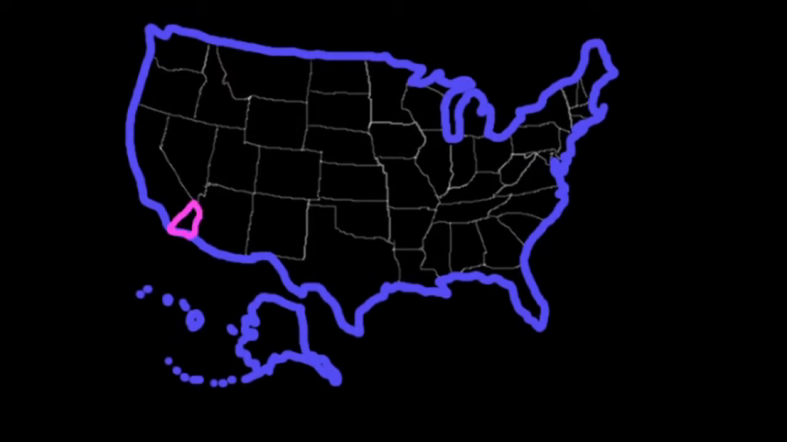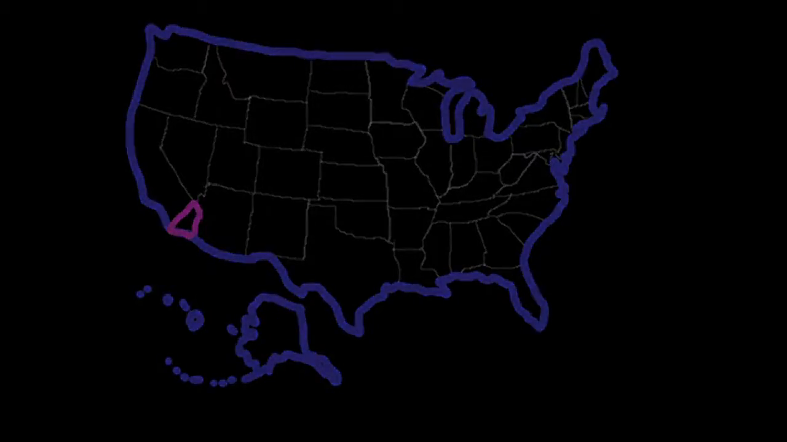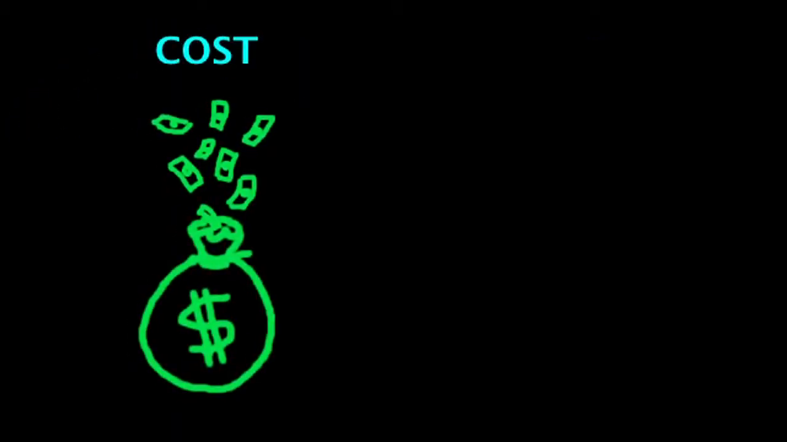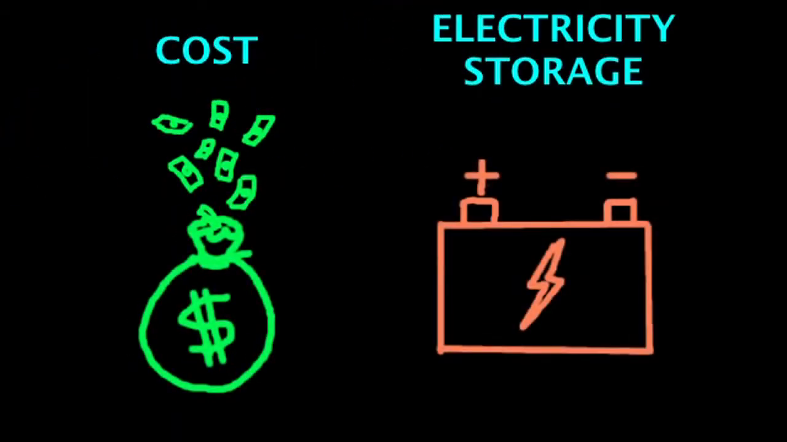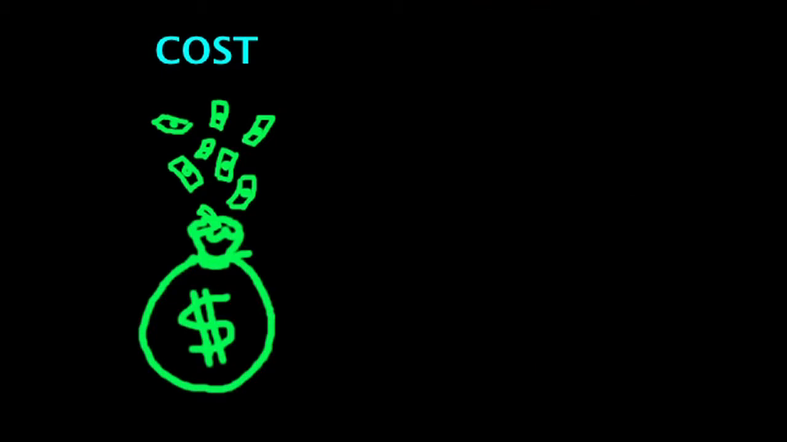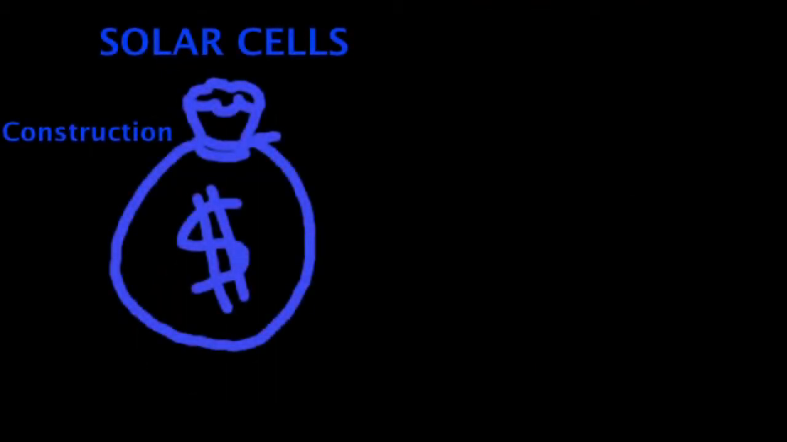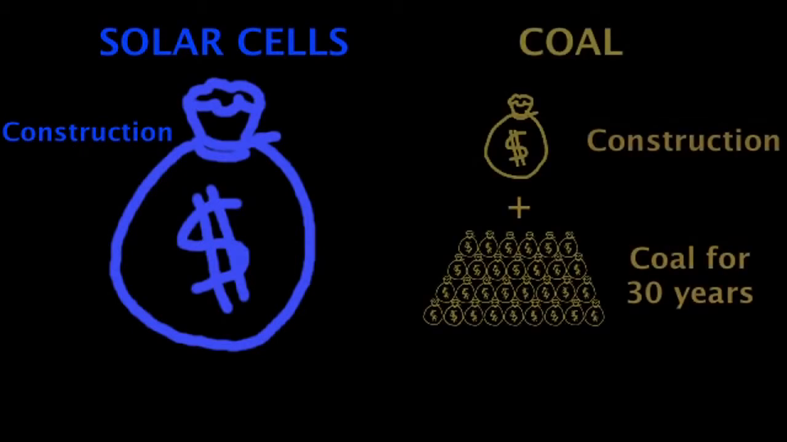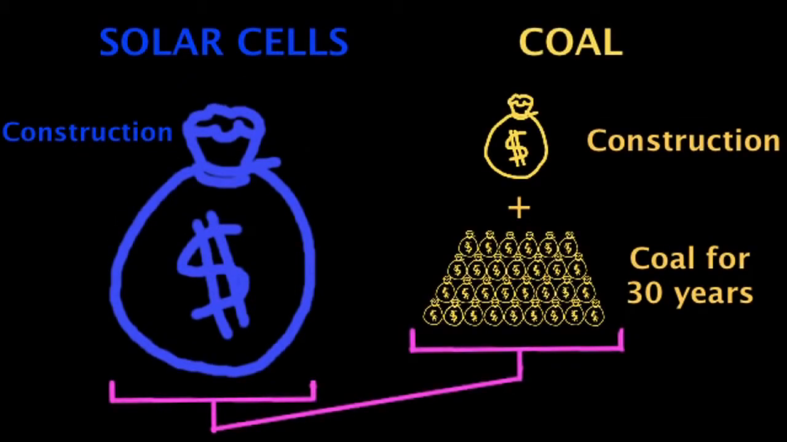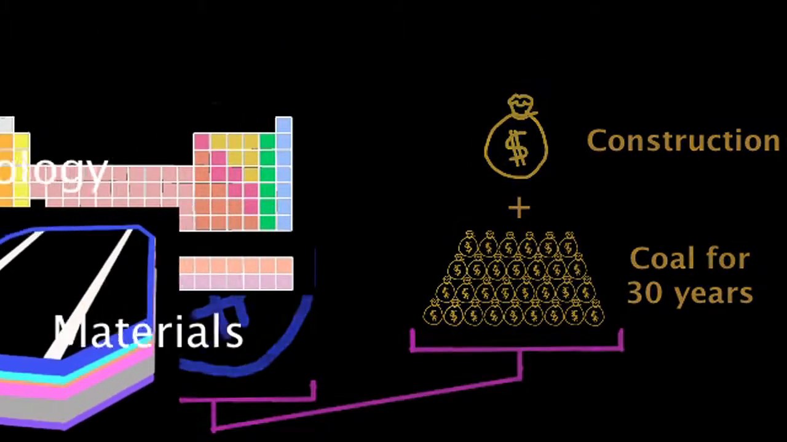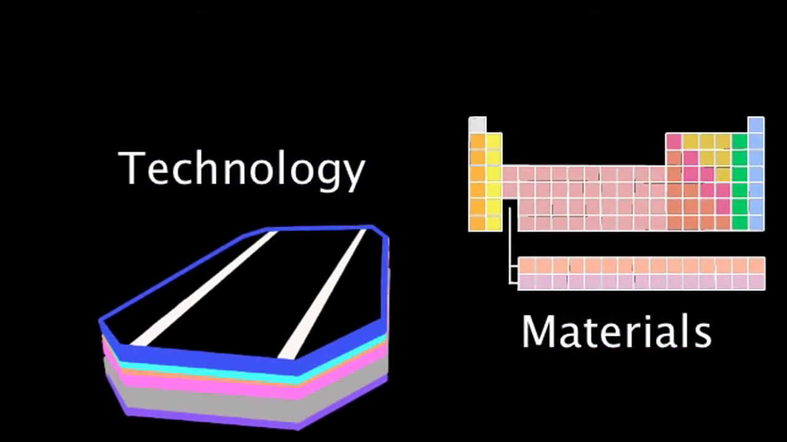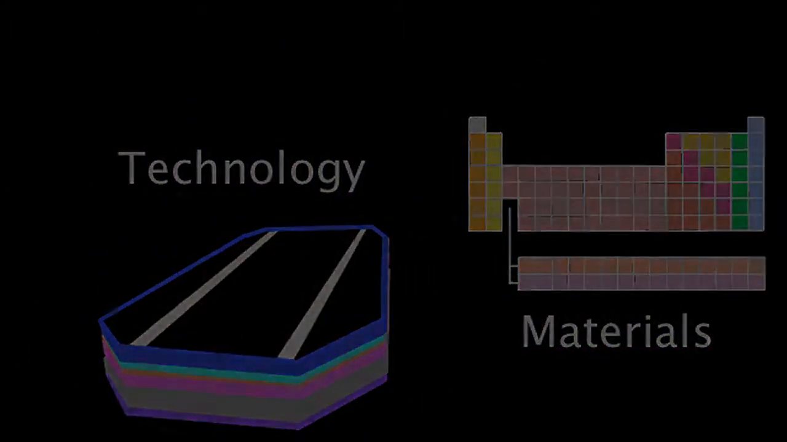Hey, if that's all the area it requires, why don't we have solar panels powering everything yet? Well, as of today, there are two main limiting factors to solar panels: cost and electricity storage. Wait, you said cost? Don't you just get energy from the sun for free? That's correct, but the construction of solar cells is so expensive that even if we use them during 30 years, it would be cheaper to get that electricity from coal. However, improvements in technology and in materials will probably make solar cells more affordable in the future.